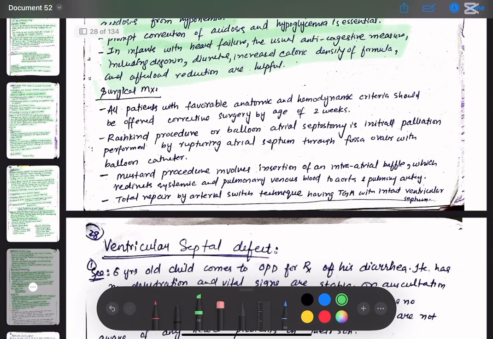The surgical management is that all patients with favorable anatomic and hemodynamic criteria should be offered corrective surgery by the age of 2 weeks. The Rashkind procedure or balloon atrial septostomy is the initial palliation, performed by rupturing the atrial septum through the fossa ovalis with a balloon catheter. The Mustard procedure involves insertion of an intra-atrial baffle which redirects the systemic and pulmonary venous blood to the aorta and pulmonary artery, and the total repair is by the arterial switch technique in TGA with intact ventricular septum.